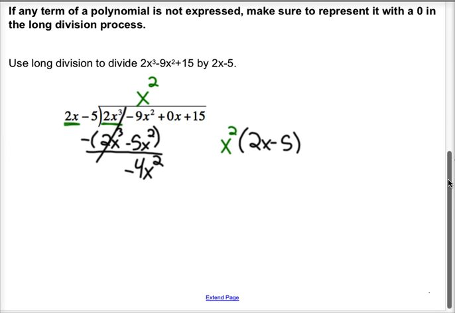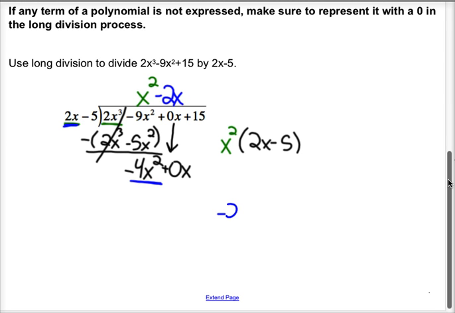All right, and now we pull down our next term, which in this case is just 0x. All right, now I'm going to do the same thing. I want to figure out what can I multiply by to cancel that negative 4x squared. And I'm still using that 2x. Well, 2x times negative 2x will give us that negative 4x squared that we're looking for.